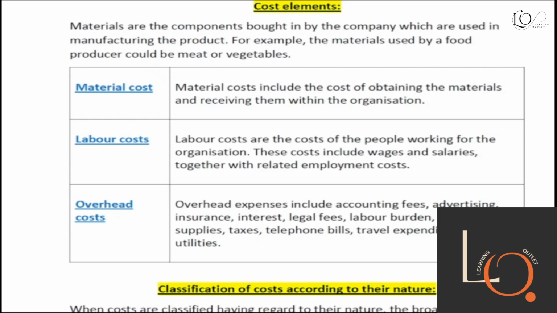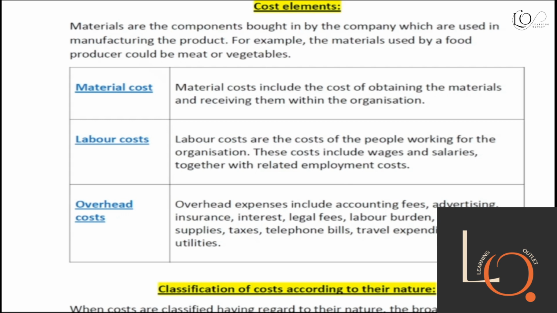So labor costs are costs of the people working for the organization. They include wages, salaries, and other employment related costs. So this is the classification or the breakdown based on your cost elements. Third, you have overhead costs. Now, overhead costs are ones which are needed to run the business. For example, accounting fees, insurance, interest, legal fees, rent, repairs, supplies. These are all overheads that your business has to incur to make sure that it's run well.